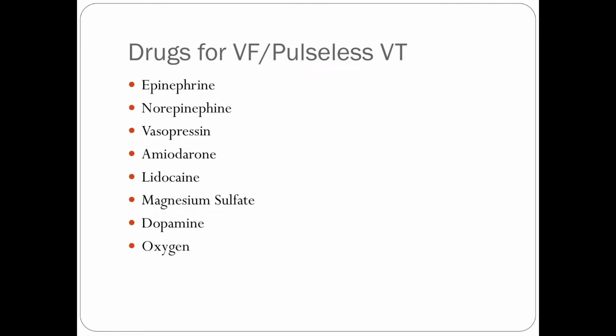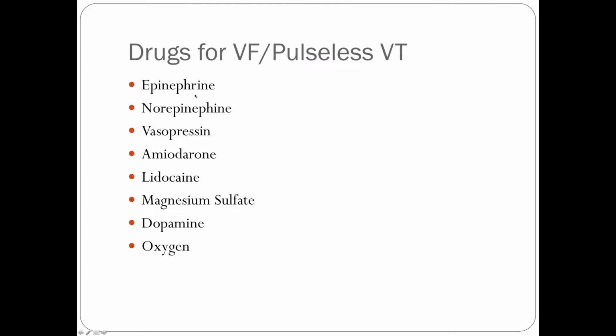The drugs we would use for VFib and pulseless VTach would be epinephrine. We may use norepinephrine. Vasopressin is still listed here; we probably don't use that anymore at all. So amiodarone, lidocaine, mag sulfate, dopamine, oxygen, and another one they have listed here is procainamide. Procainamide, and we'll see that on the algorithm, may come into play before we get to anything.